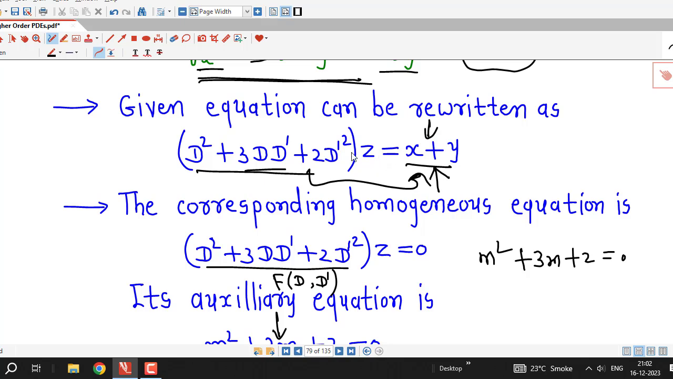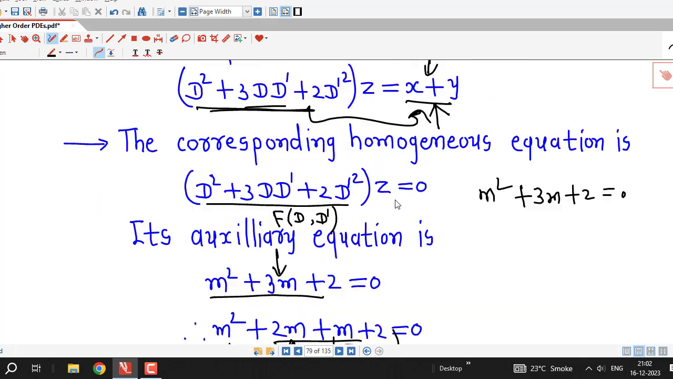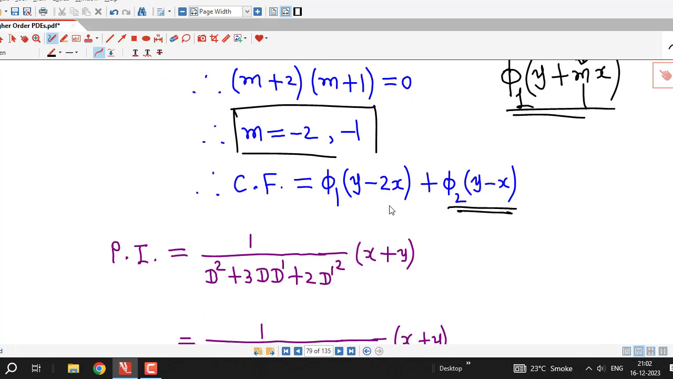Now the particular integral is 1 over this bracket operated on x plus y. Now you can see here this is also homogeneous in D and D dash, but it is not possible to write it as a square of a linear factor. So here I have to take either D square common or 2D dash square common, because I want to apply the binomial theorem. So I must have 1 plus something to some power, say alpha.